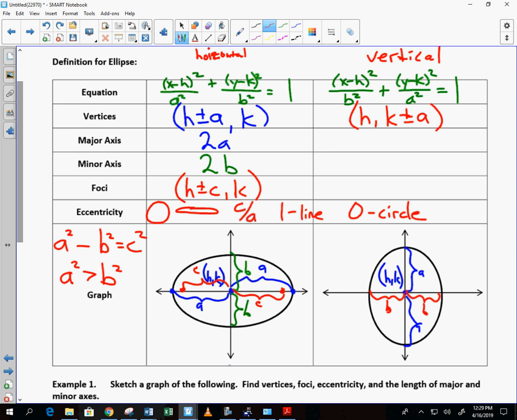The length of the major axis, 2a. Major axis is the larger stretch. Minor axis, 2b. And the foci, this time, they sit along the major axis, so in the vertical direction, they are stretched. And it would simply be h and then k plus or minus c.